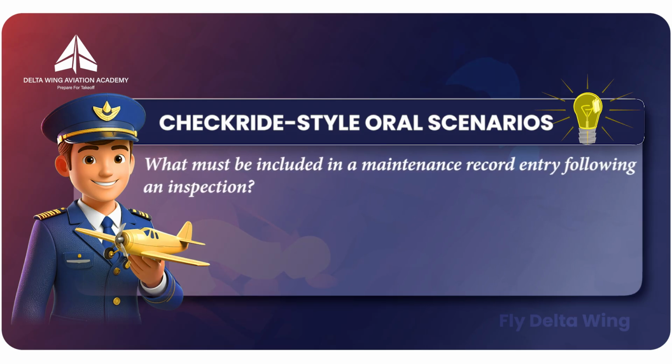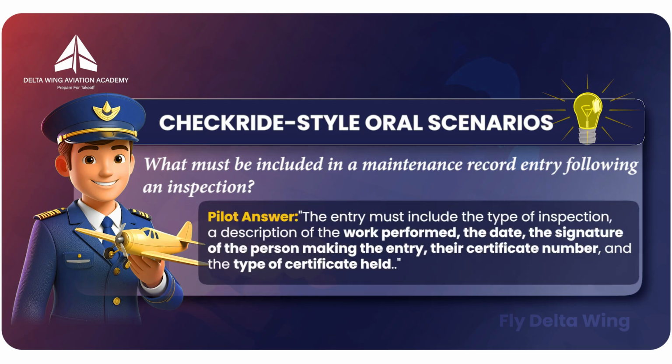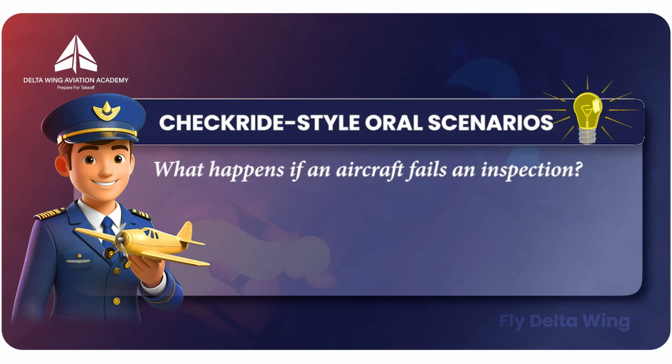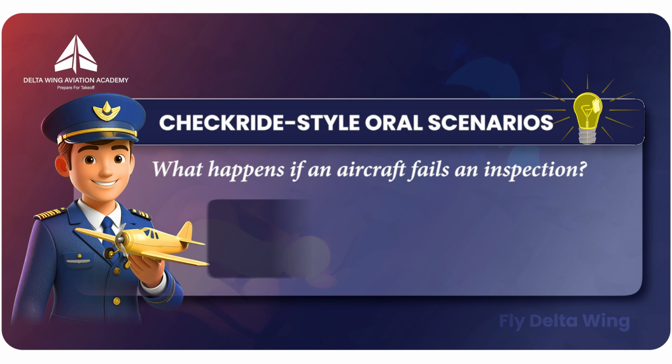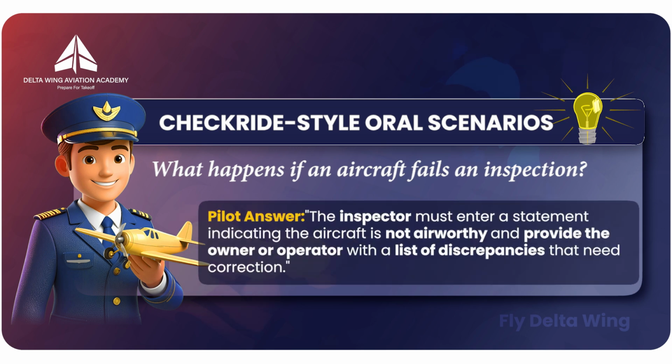Next DPE question: what must be included in a maintenance record entry following an inspection? Your answer: the entry must include the type of inspection, a description of the work performed, the date, the signature of the person making the entry, their certificate number, and the type of certificate held. Next DPE question: what happens if an aircraft fails an inspection? Your answer: the inspector must enter a statement indicating the aircraft is not airworthy and provide the owner or operator with a list of discrepancies that need correction.